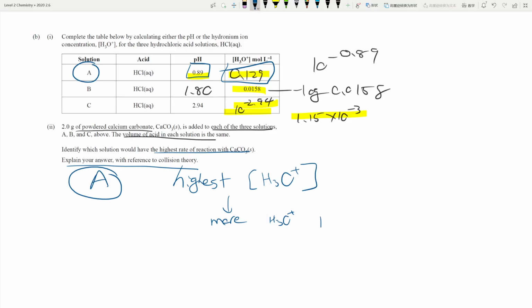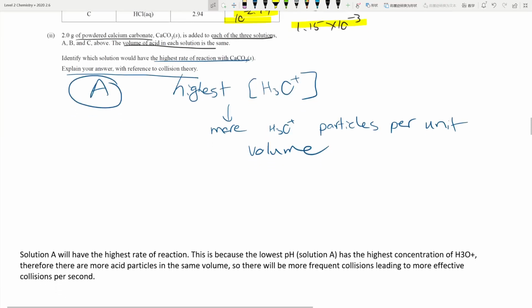There are more H3O+ particles which are readily available to collide. Oops, more H3O+ particles per unit volume. And I'm not going to write the next one, I'm just going to say it, because there's more H3O+ particles per unit volume, therefore there's a higher chance for them to collide with the calcium carbonate, therefore resulting in a higher rate of reaction.